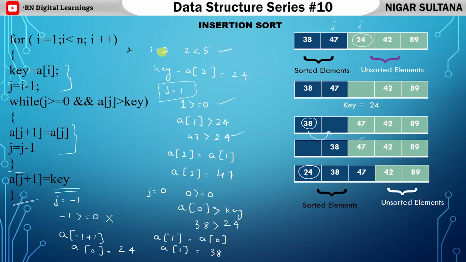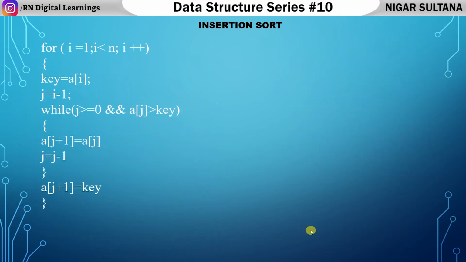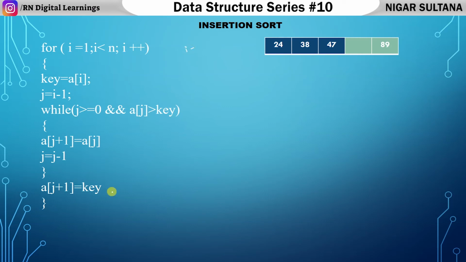Now, the I value was 2. Now, it becomes 3. The I value is 3. Is 3 lesser than 5? It's true. When it is true, enter into the loop. Now, the key is equal to A of 3. A of 3 is holding what? 42. Now, key is equal to 42.